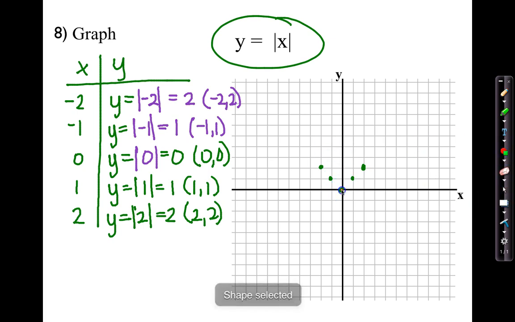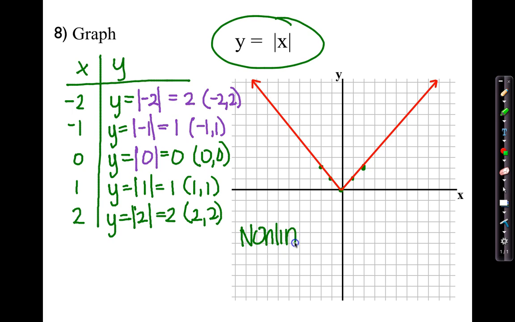In fact, if you were to plot more points, it would give you this V-shaped graph. So hopefully you tell me this is definitely also nonlinear. It's not a straight line. I know half of it looks like it's straight on its own, but we need to look at the graph as a whole. So this is definitely nonlinear.